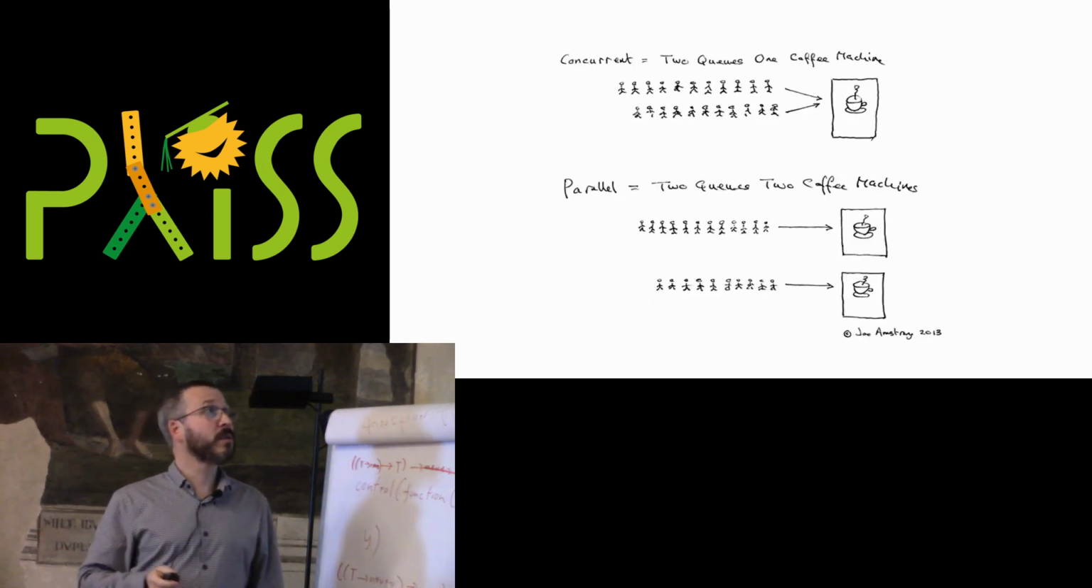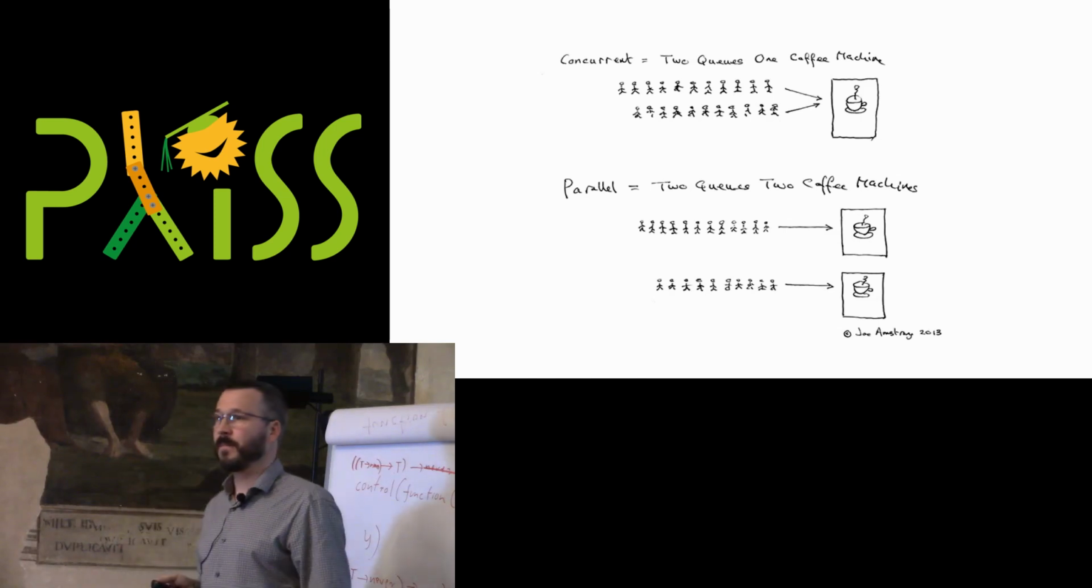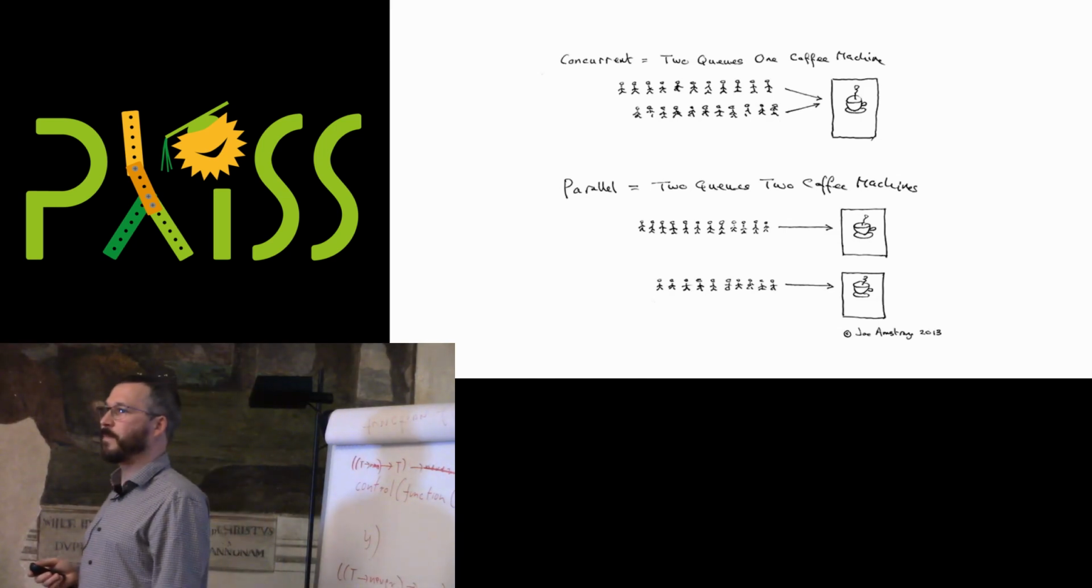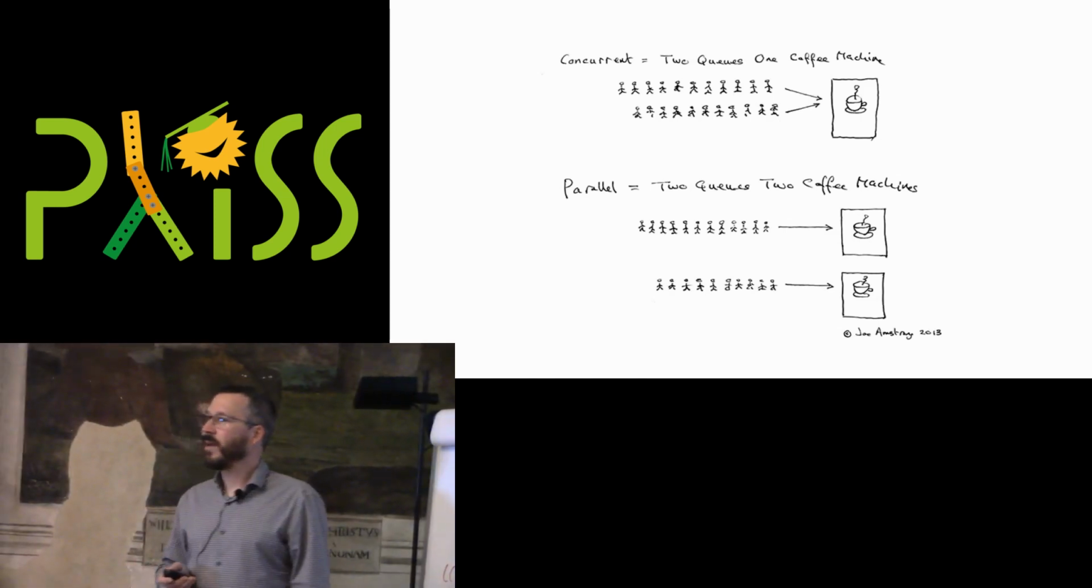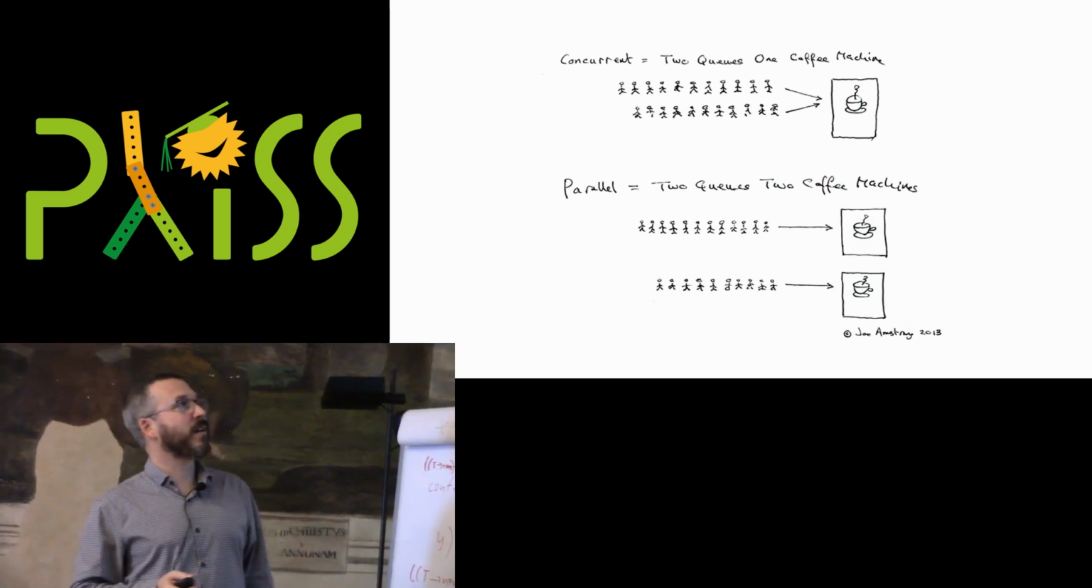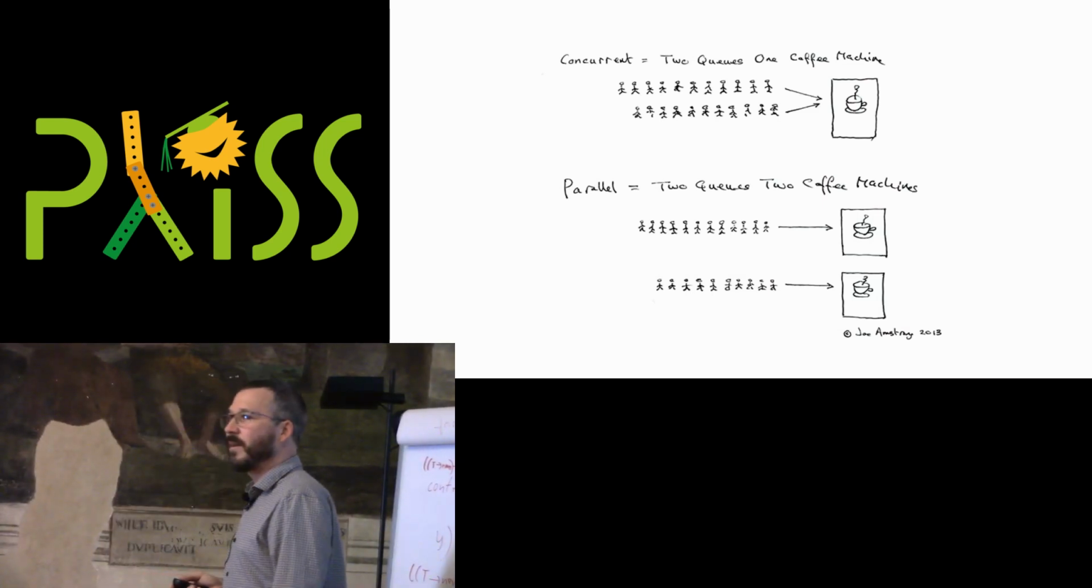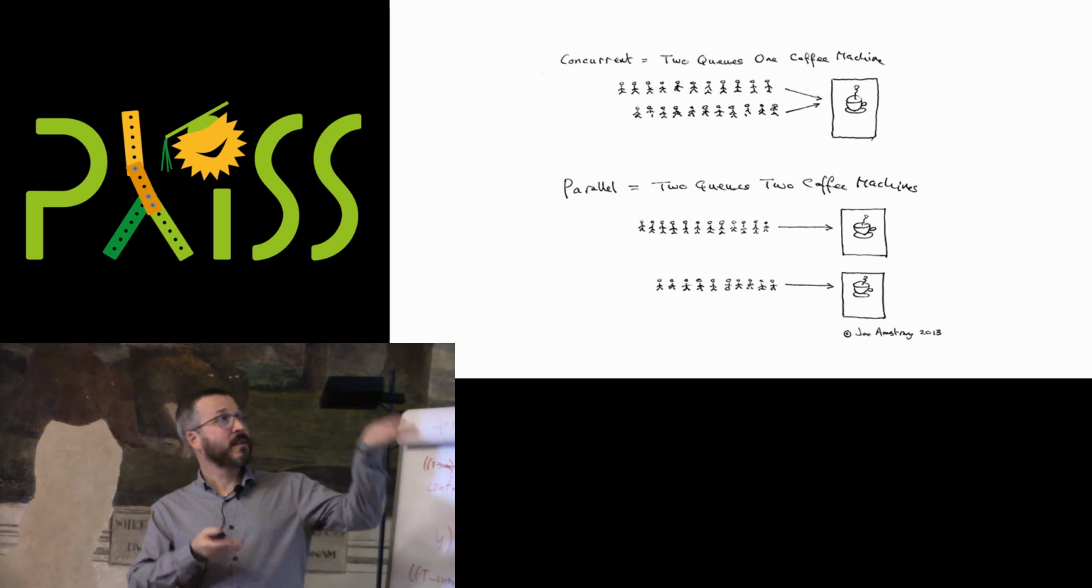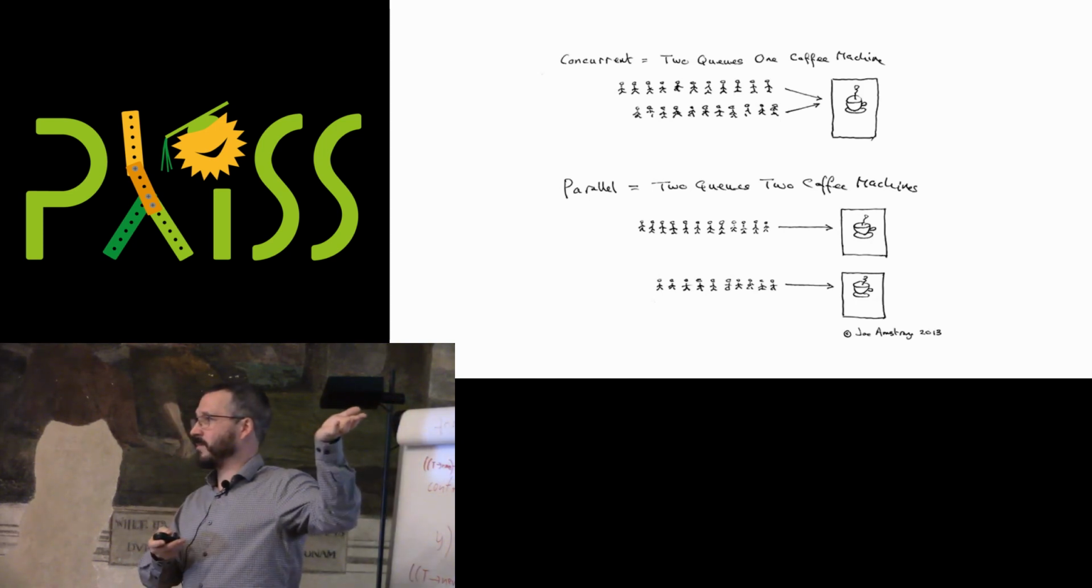So first, is everyone familiar with this diagram? Joe Armstrong, we miss him, drew this some time ago. And this is the coffee machine explanation of concurrency versus parallelism, where concurrency is 2 queues, 1 coffee machine.